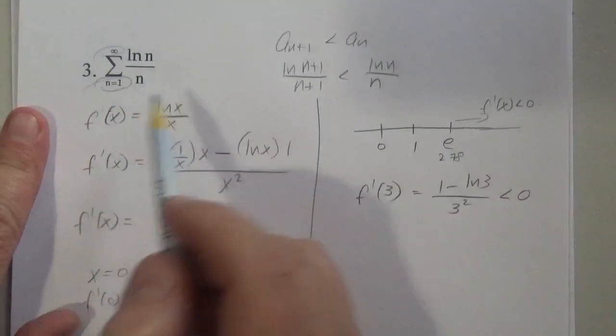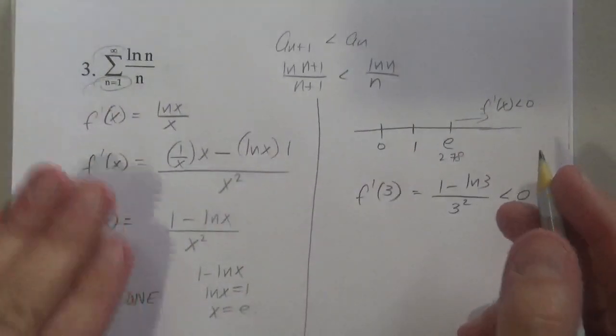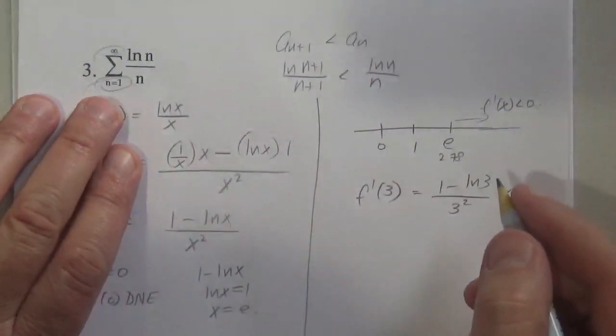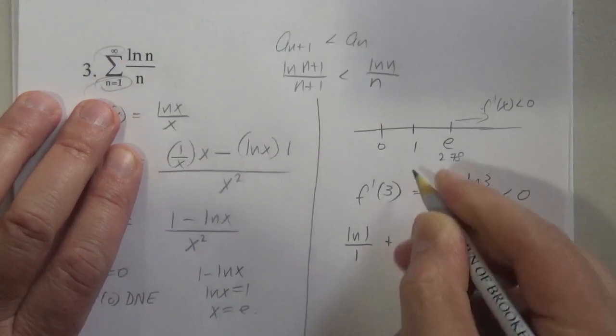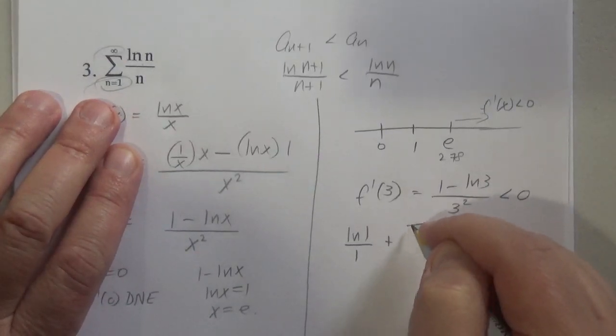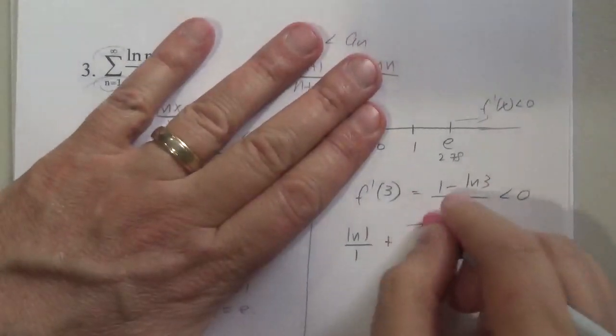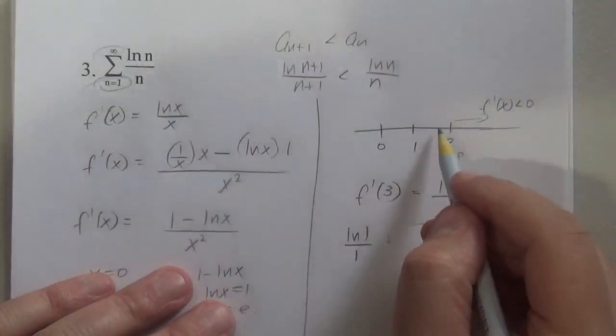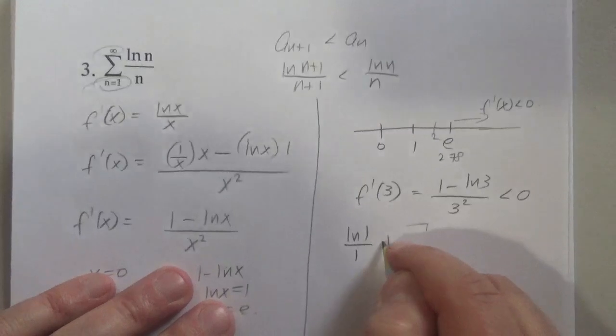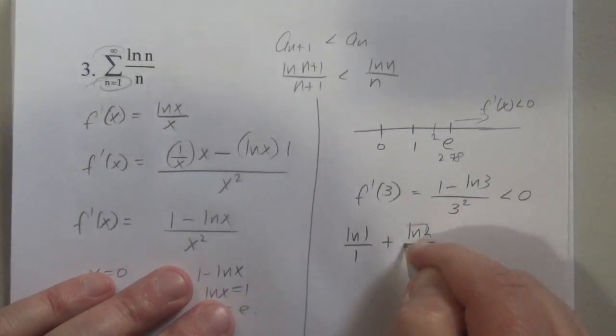Oh, look at that. My series starts at 1. How am I going to adjust for that? Well, let's just plug in 1 here. If I plug in 1, I get the ln of 1 over 1. And if I just rewrite my series, the ln of 1, and then 2 is some number here, right? So this is the ln of 2 over 2.